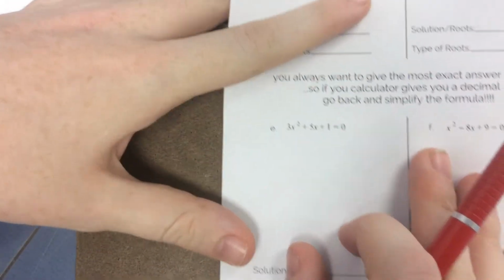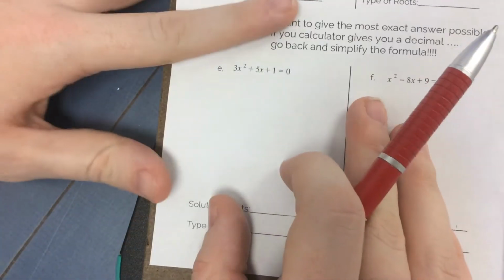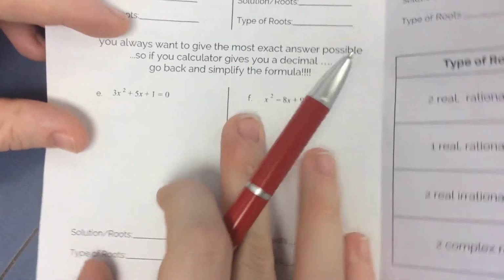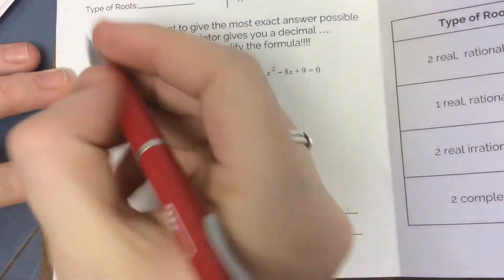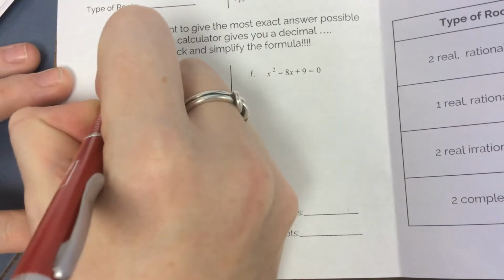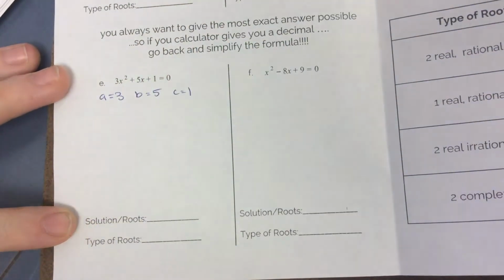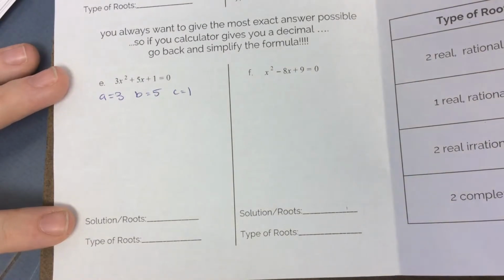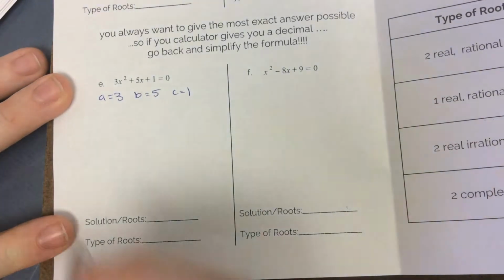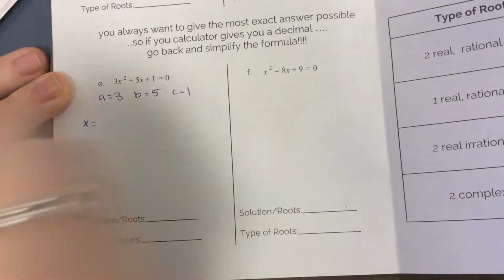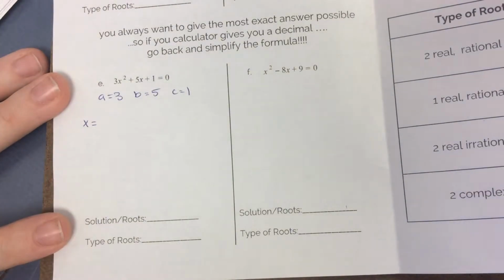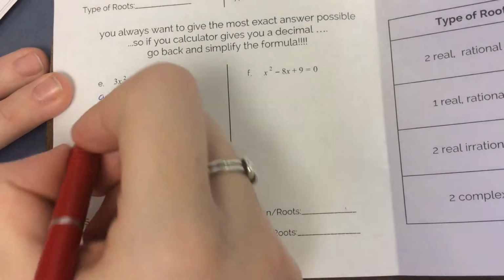So the first thing we're going to do here is figure out what A, B, and C are. So A in this case is 3, B is 5, C is 1. If you remember this from yesterday, you can keep on going. I'm going to plug in what you know to the quadratic formula. Hopefully you are all singing Pop Goes the Weasel in your head, right?